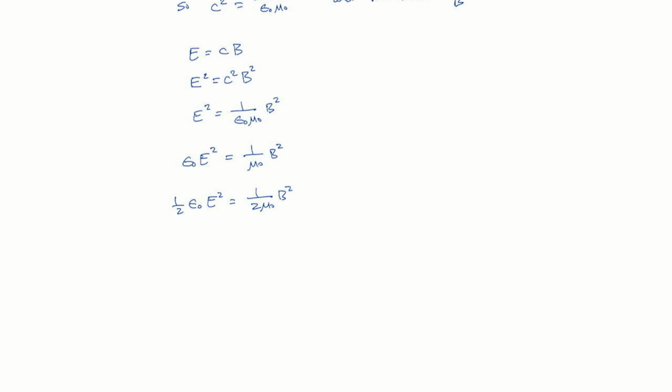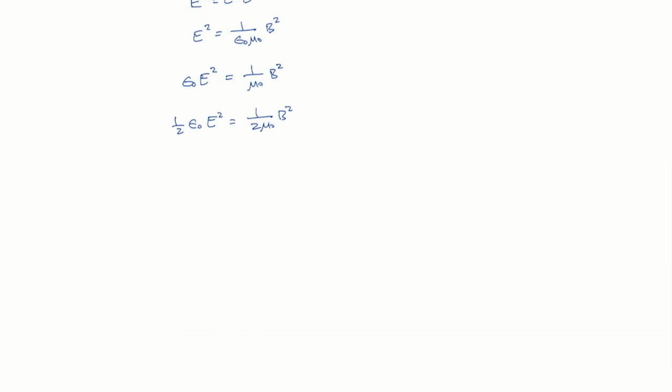Okay. And so we can use this in our equation for U, right? So we have U is 1/2 epsilon 0 E squared plus 1/2 mu 0 B squared. And so we can substitute for the B term, and we find U is 1/2 epsilon 0 E squared. And instead of 1/2 mu 0 B squared, we're going to write 1/2 epsilon 0 E squared, and that adds up to epsilon 0 E squared.